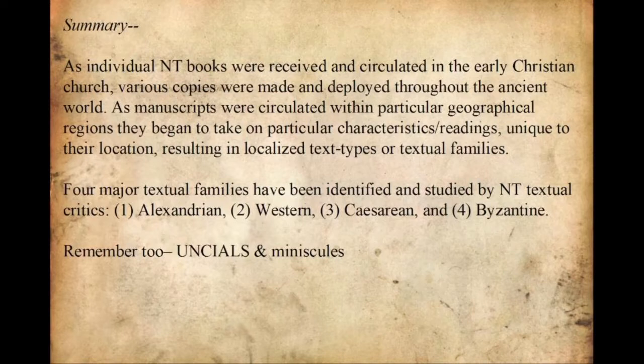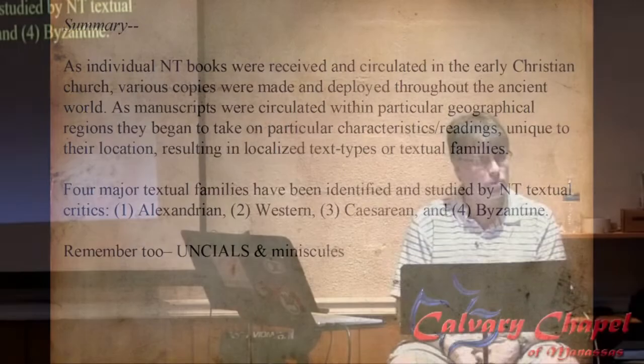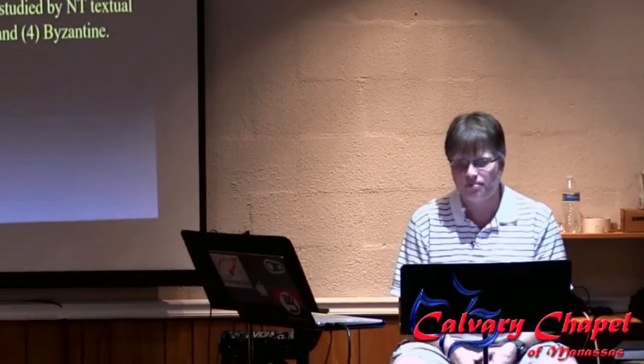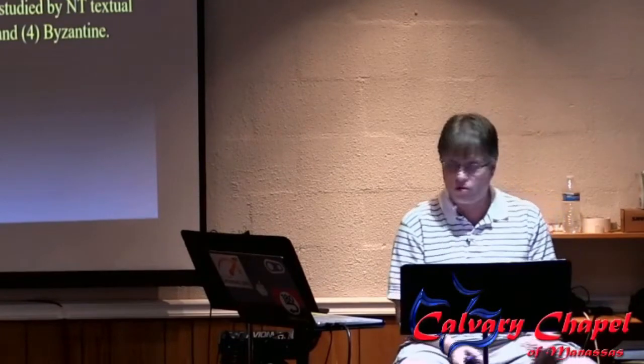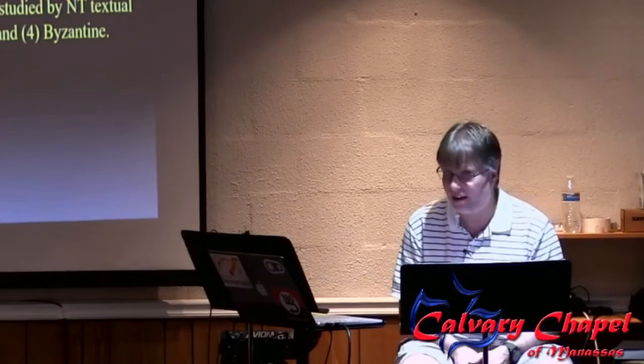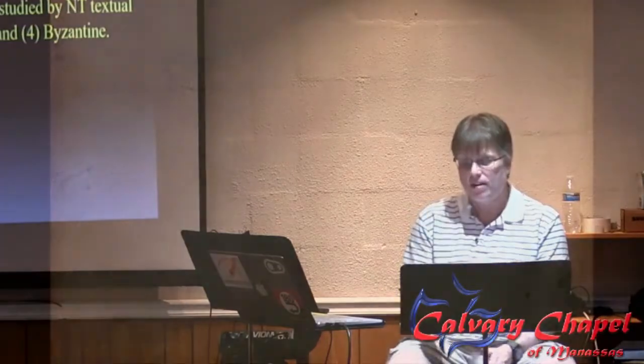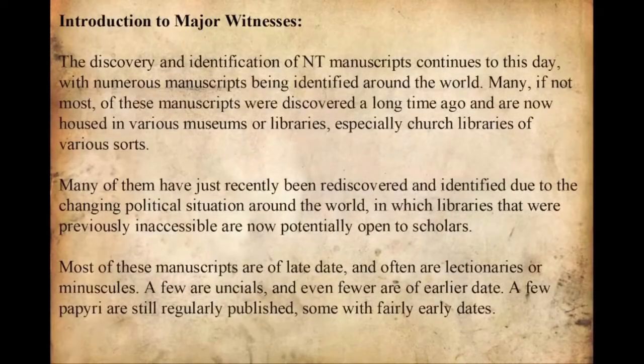Remember our four major textual families that we identified last week, those which are studied by New Testament textual critics? We have the Alexandrian text type, the Western text type, the Caesarean text type, and the Byzantine text type. So remember that? Alexandrian, Western, Caesarean, Byzantine text types, based primarily upon the region where the manuscripts were either found or written. So, with that in mind, let's take a look at some of the major witnesses, Greek New Testament manuscripts, from which our translations are made today. Let's start by taking a look at the Introduction to the Major Witnesses.